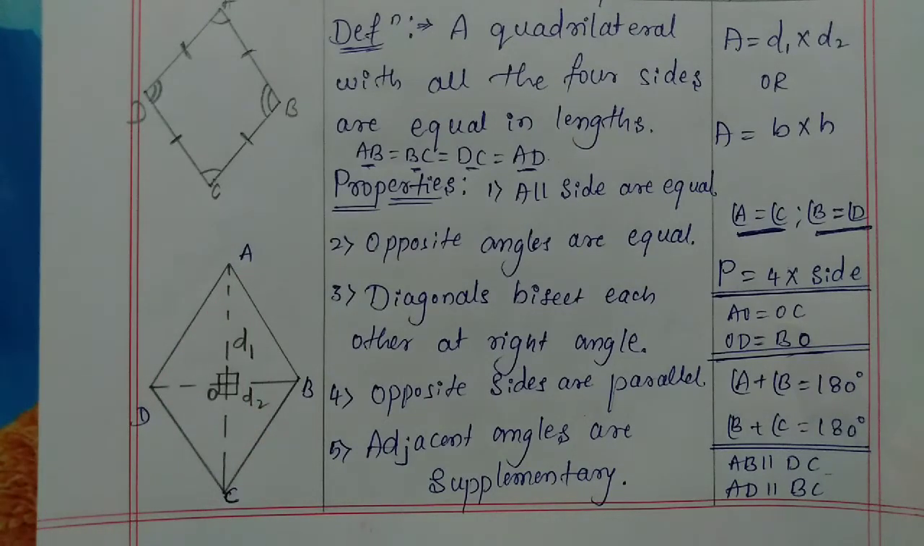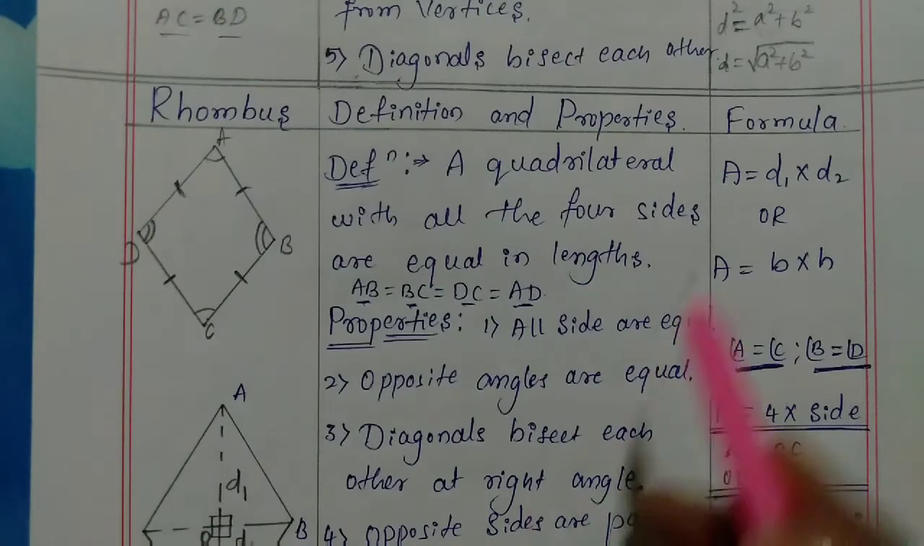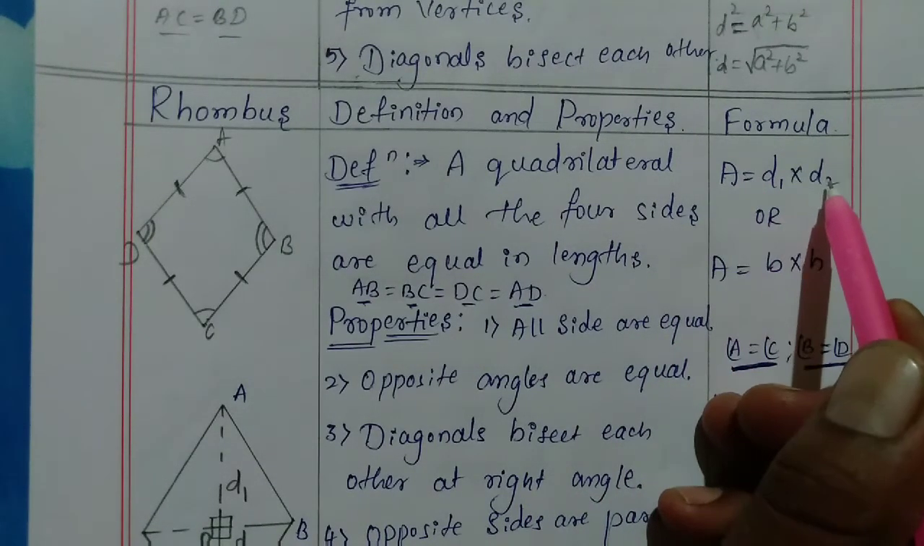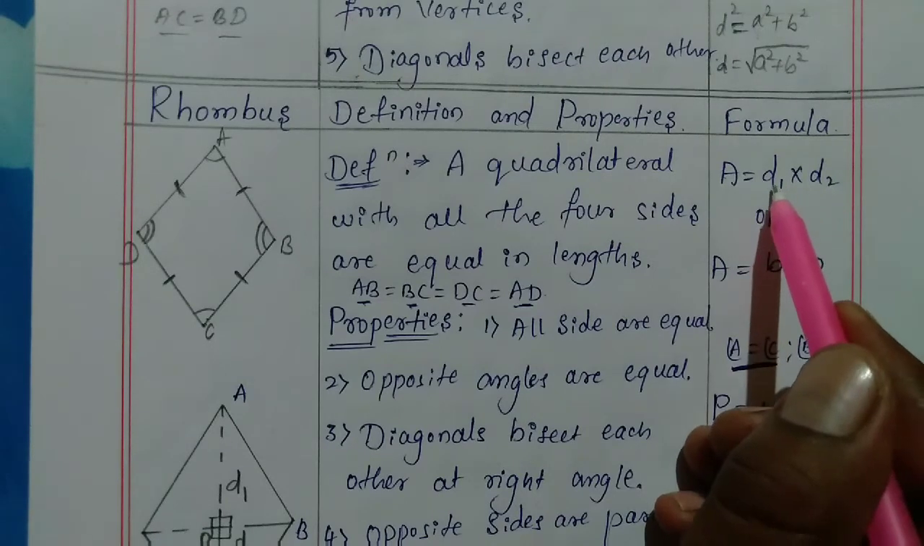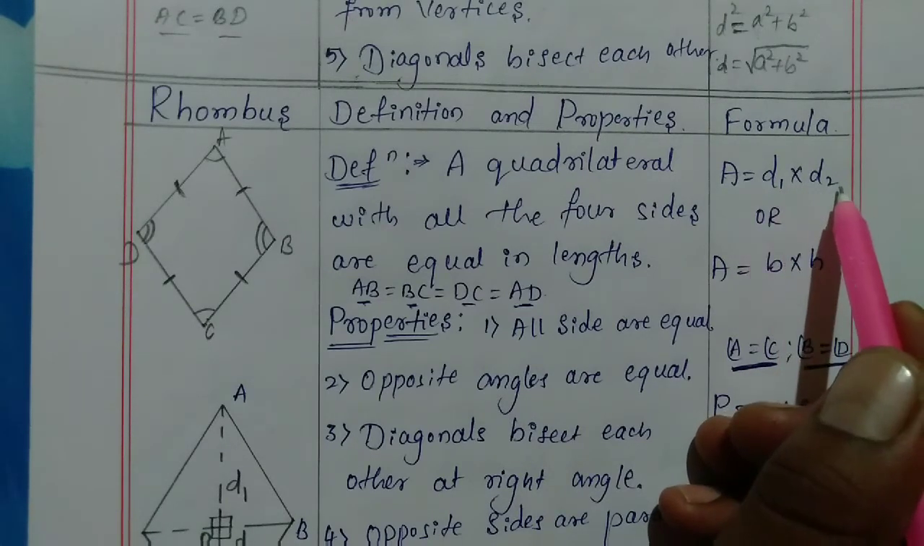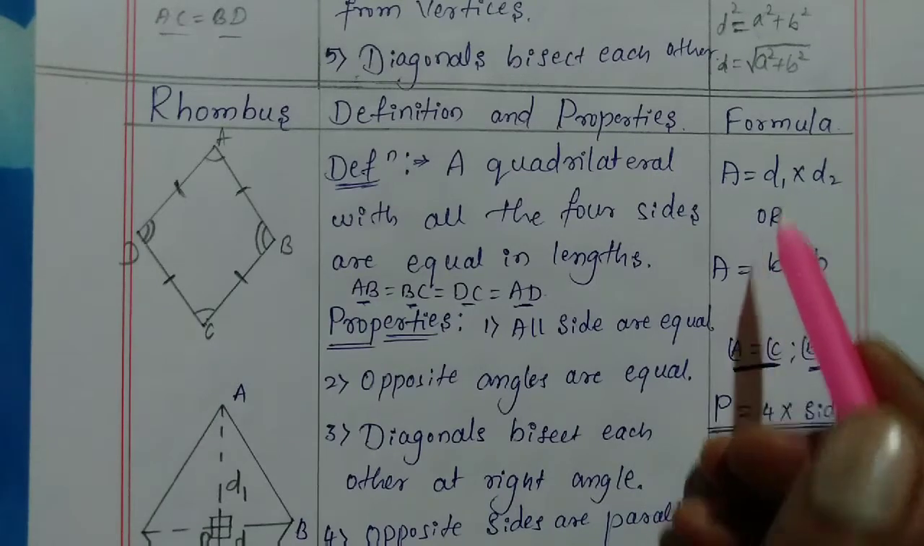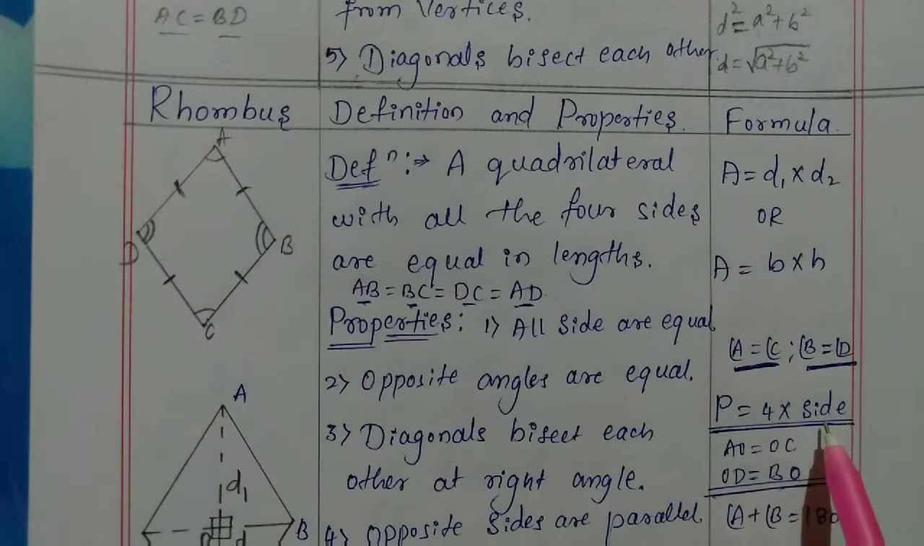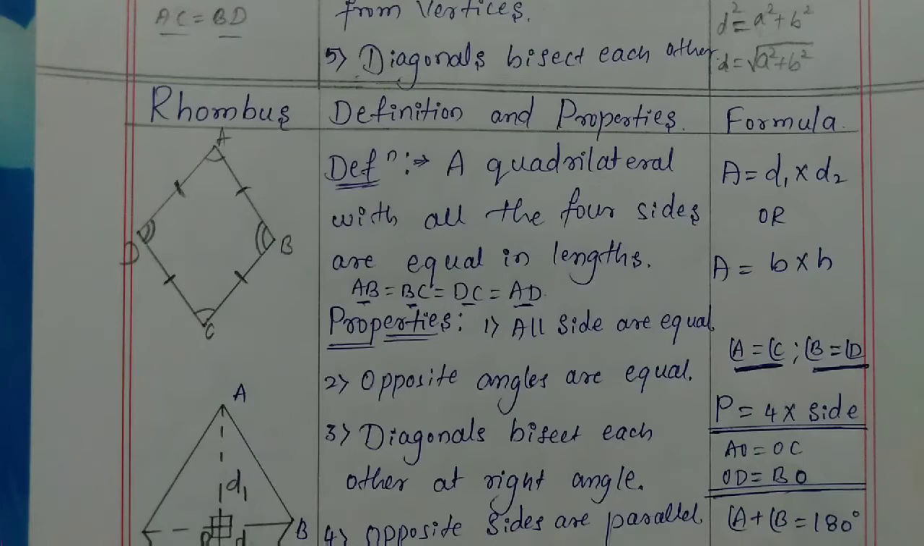Right. So next I will go to the area of rhombus. The area of rhombus is D1 into D2, meaning diagonal 1 into diagonal 2. This is the area of rhombus. Next, perimeter is 4 into side length. Or you can write 4 into adjacent side, or 4a also you can write.